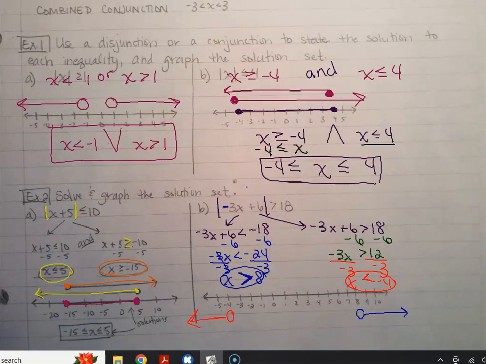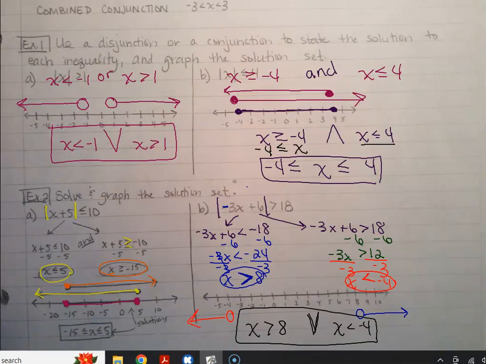So is this a conjunction or a disjunction? Disjunction. Okay. So Chase, what's my answer? Give me the whole solution. So x is greater than 8, or x is less than negative 4. Okay, perfect. That is our solution. It's that or statement. Okay, so we know they go opposite directions.